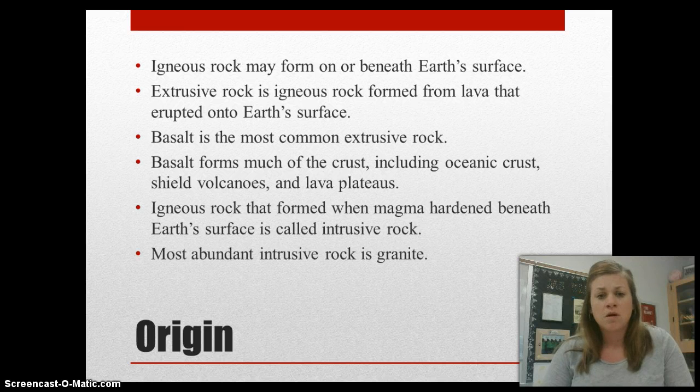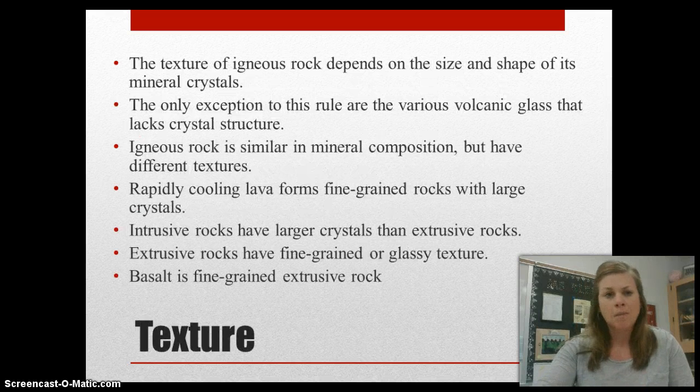Igneous rock that is formed when magma hardens beneath the surface is going to be our intrusive rock. Sometimes within these layers of rocks that we have, we'll have a layer of magma or lava that has cooled, and it's igneous rock. The most abundant intrusive rock is granite. So an example of intrusive rock would be granite, and that makes up our continents.